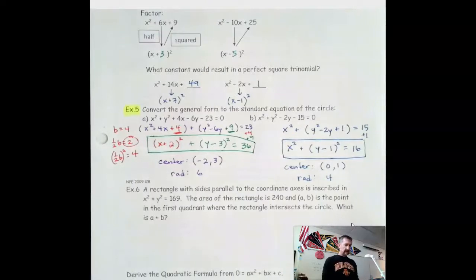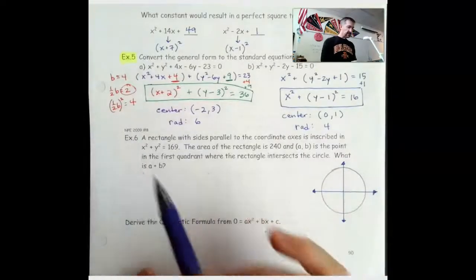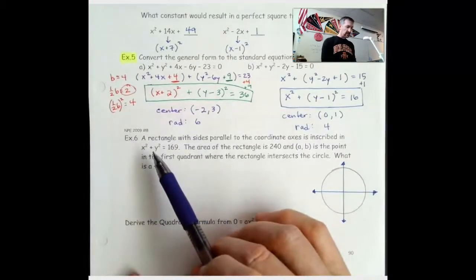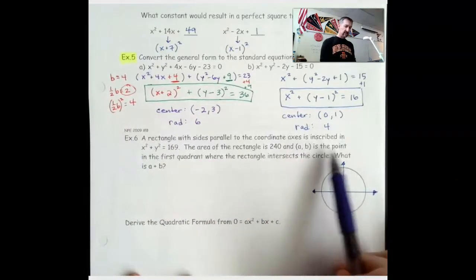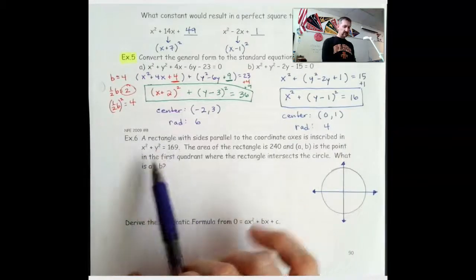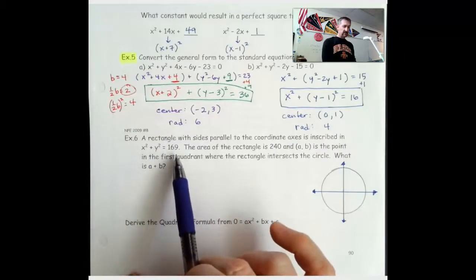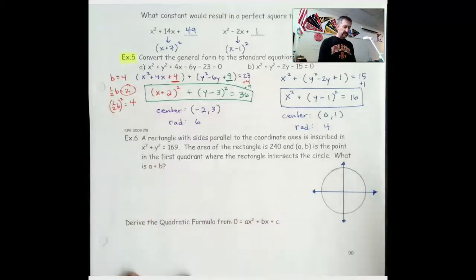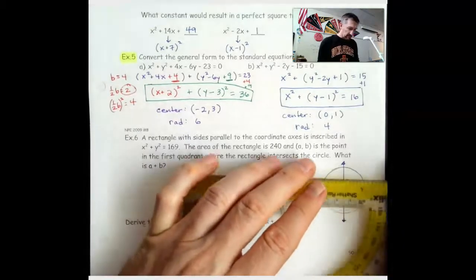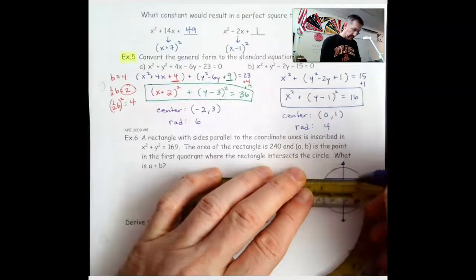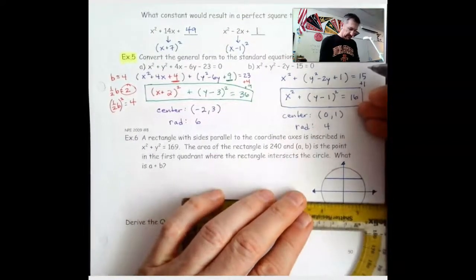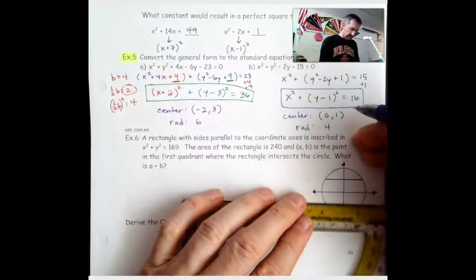All right, so we have, this is from a math competition, and it says a rectangle with sides parallel to the coordinate axes is inscribed in this. We should all recognize this as a circle now, centered at the origin with a radius of 13. So I'm just going to put a rectangle in here. Try to be parallel to the sides there, roughly.